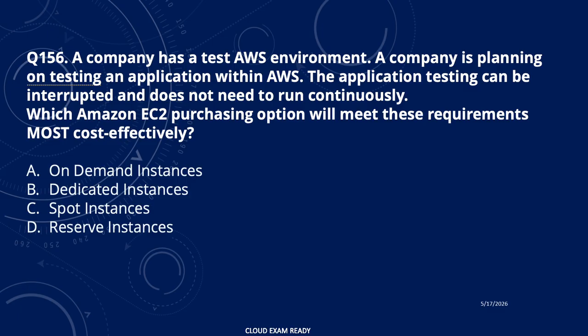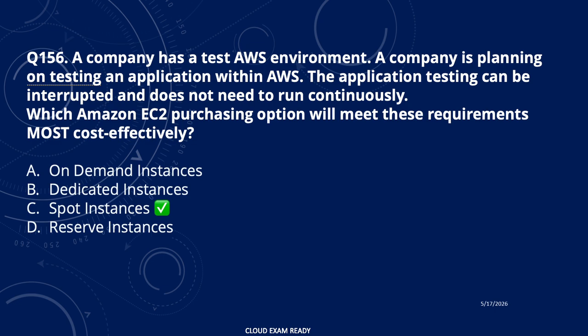So the company wants to test an application within AWS, and the application testing can be interrupted and does not need to run continuously. So it should be only one option. Obviously the answer is one, but by this line we should click the option. So the correct answer here will be option number C, which is spot instance.